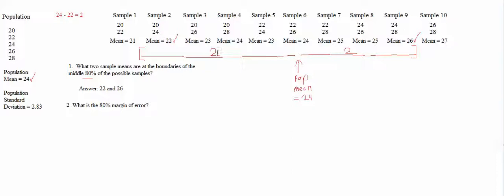And the reason why this is called the 80% margin of error is basically just because these two boundaries mark off the middle 80%. If these two boundaries marked off the middle 60%, this distance here and this distance here would be called the 60% margin of error. So our answer is 2. Okay.